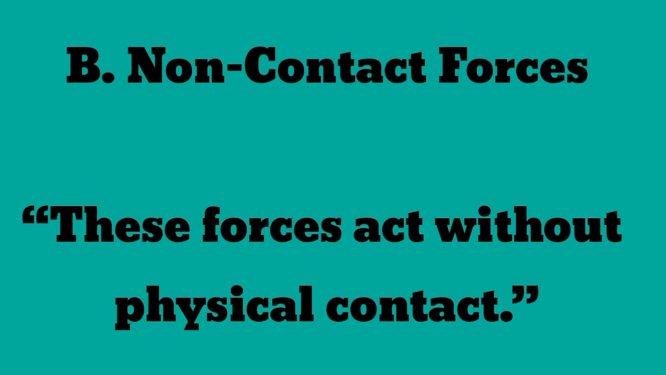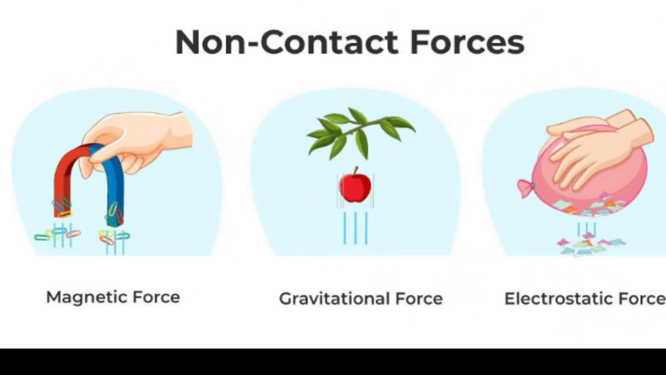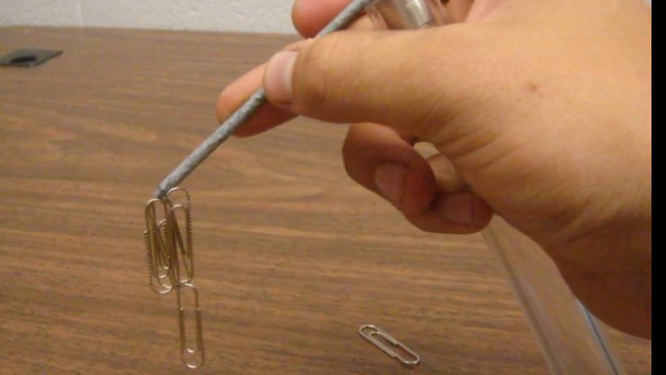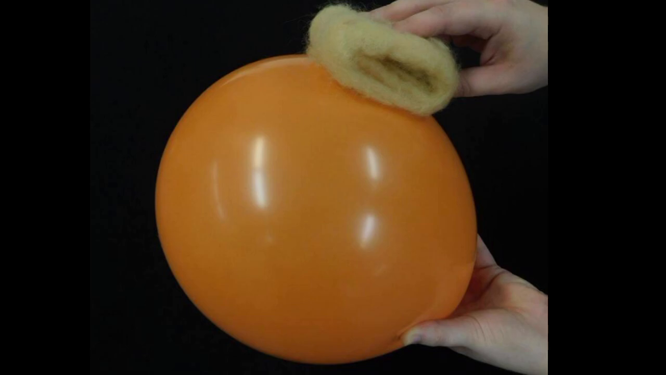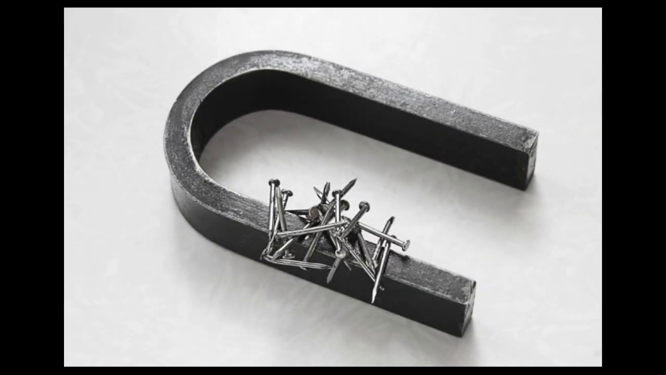And the second one is non-contact force. These forces act without physical contact. It means we don't have to touch the two objects for applying this force. For example, magnetic force, gravitational force, and electrostatic force. For these forces, we don't need any type of physical contact. For example, magnetic force can be felt without touching. Gravitational force can be felt without touching the two objects, and electrostatic force can also be felt without touching the two objects.